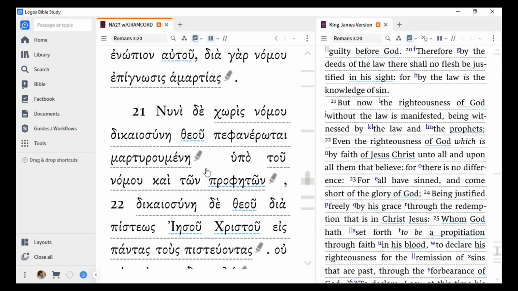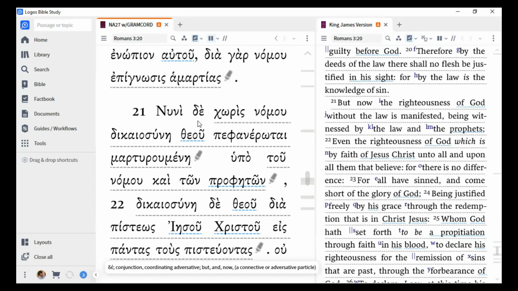For example, here I say nyni. Nyni means now, it is adverbial, an adverb of time, temporal, and de is a particle. It has two meanings. It also means and, it also means but. Now, it is up to you how you translate this de, whether it is and or but. Here, the King James Version has translated it as but. But means a contrast. So de has a dual meaning.